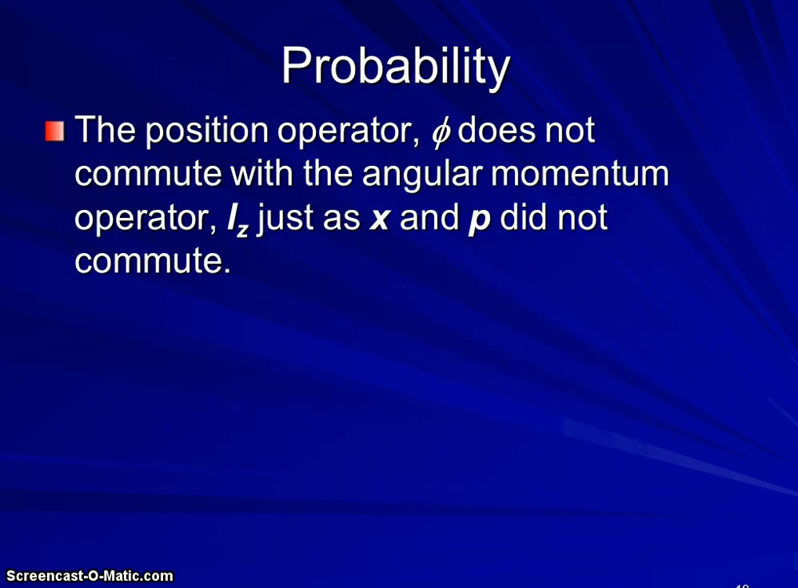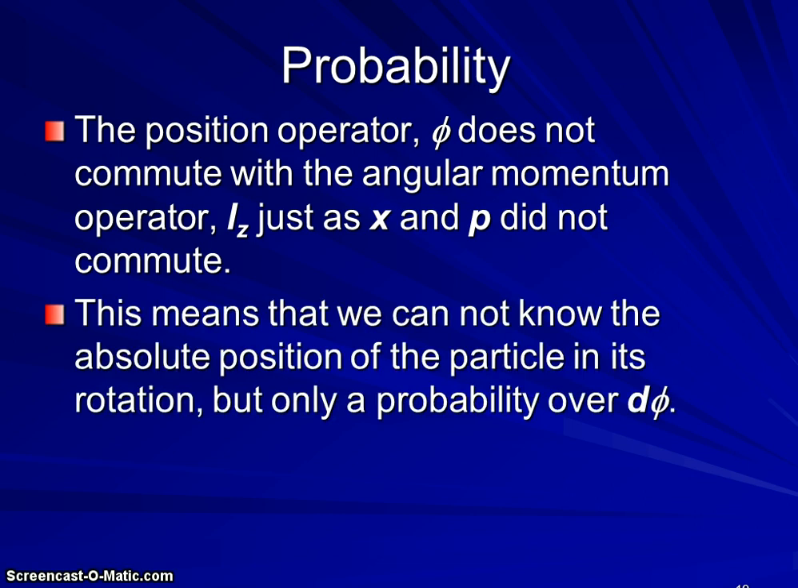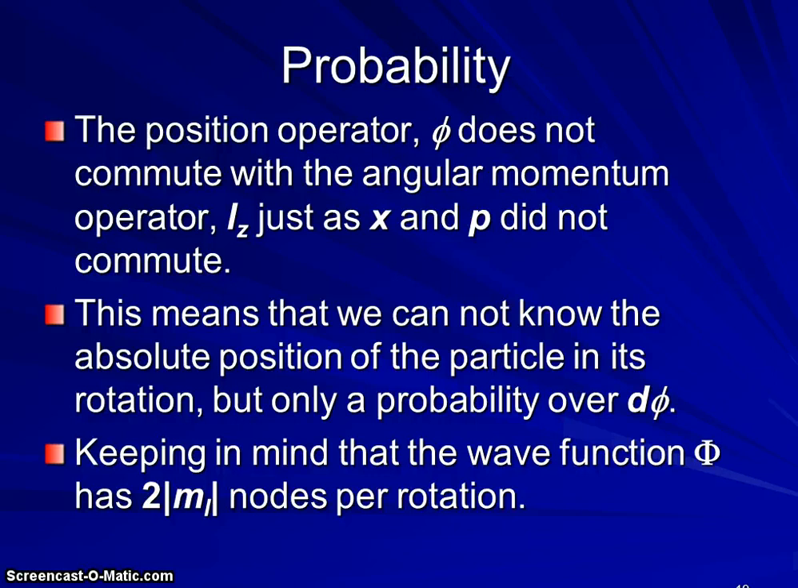Now, the position operator phi does not commute with the angular momentum operator L sub z, just like the position operator and the momentum operator didn't commute in the translational case. So that means that we cannot know the position of the particle in its rotation, only the probability of finding it in a particular area. But one thing to notice is that the number of nodes per 360-degree rotation is going to be 2 times the absolute value of m sub l.